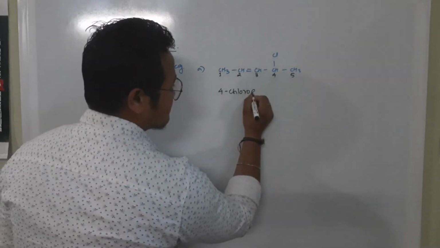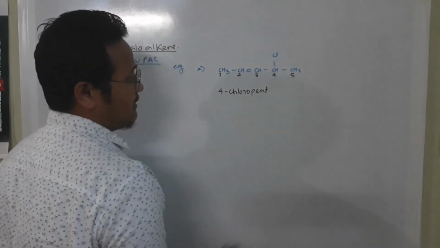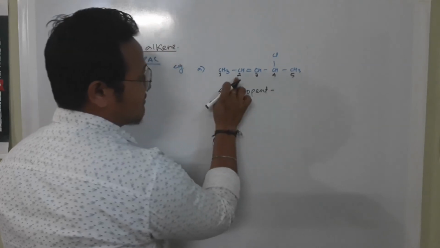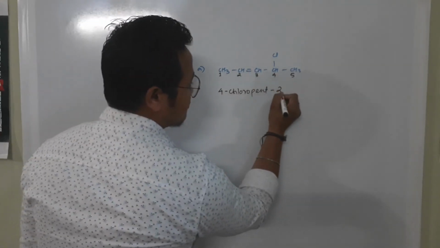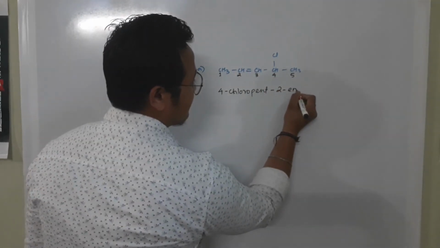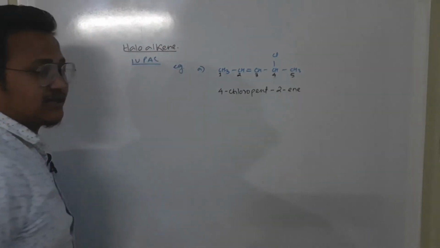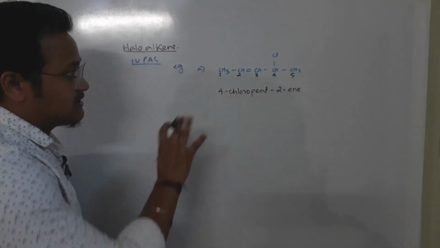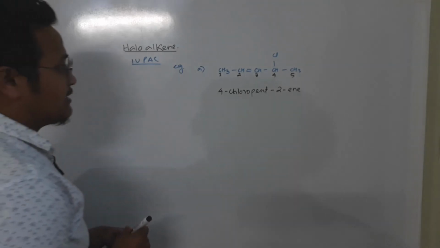5. So we will use pent. Then hyphen. From which carbon does the double bond start? Second. So 2, and because of the double bond we are using ene. So this is an alkene, ene. Clear? So I think this is easy, right? Okay, let's have another example.